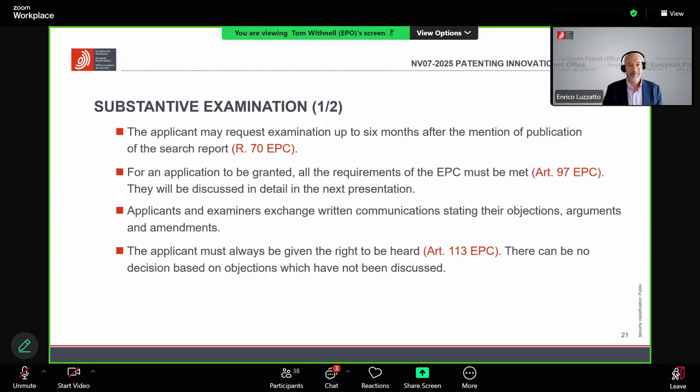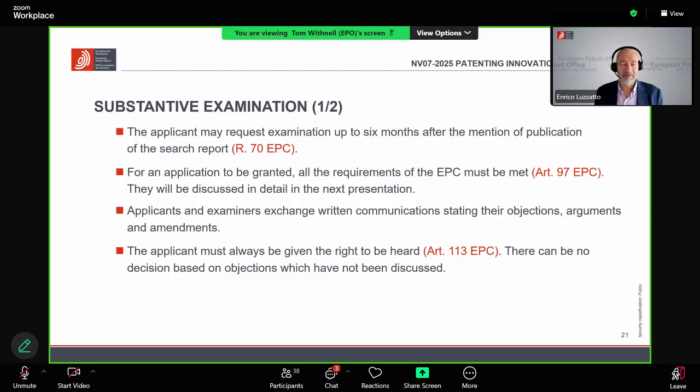And starts a new phase, substantive examination, which is the one leading to the grant of a patent, usually. They also lead to a refusal or to a withdrawal. We'll see this in a moment.